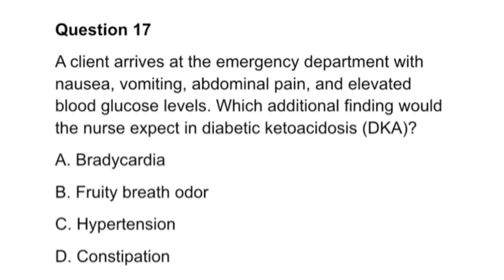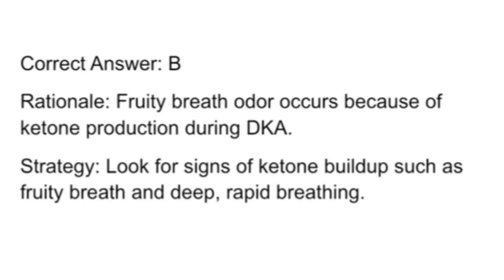Question 17. A client arrives at the emergency department with nausea, vomiting, abdominal pain, and elevated blood glucose levels. Which additional finding would the nurse expect in diabetic ketoacidosis, DKA? A. Bradycardia. B. Fruity breath odor. C. Hypertension. D. Constipation. Correct answer, B.